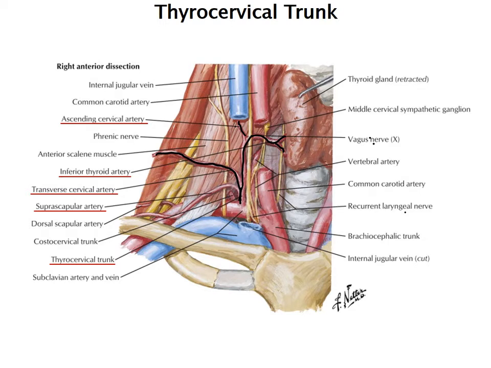And the third branch arising from the thyrocervical trunk is the suprascapular artery, which you now know is responsible for supplying both the supraspinatus and infraspinatus muscles. During lab, do take the time to find and identify these branches of the thyrocervical trunk.